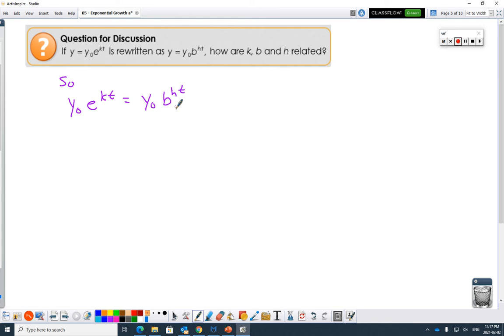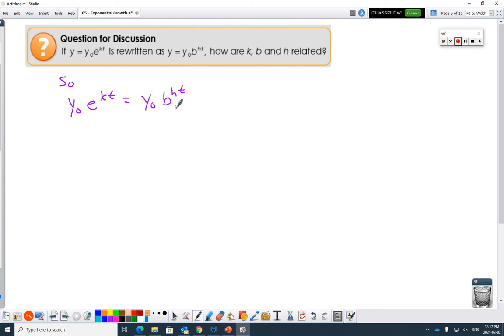What do you see here? Somebody wrote their equation using e to the kt, and so they had this equation for it, and I want to make a new equation, y equals y naught b to the ht. I want to use a different base with a different growth factor, with a different number in there. What's blaring at you?